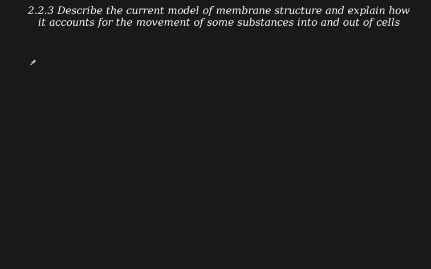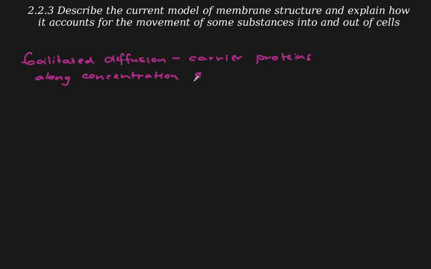Now in the last section we looked at this concept of facilitated diffusion. So facilitated diffusion is the use of carrier proteins along a concentration gradient. So they're moving along a concentration gradient, from a high concentration to low concentration. And it is still considered passive, so passive diffusion, passive movement. There's no energy input.